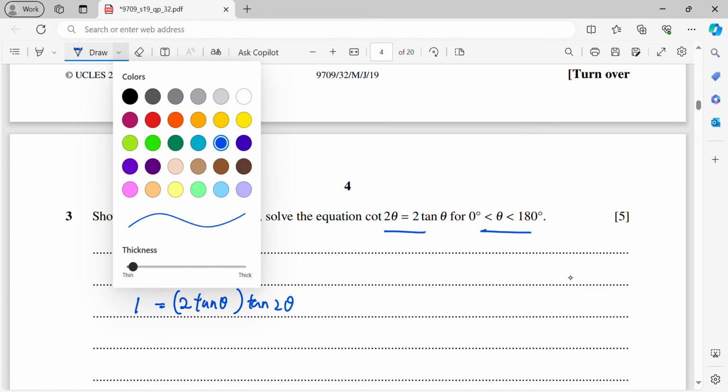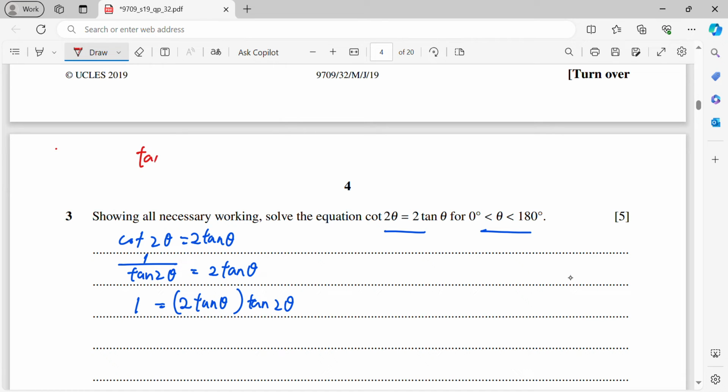Now use the formula of tangent 2a, the double angle formula. Tangent 2a is basically 2 tangent a over 1 minus tangent squared a. Then now my a is theta. Therefore, I'm getting 2 tangent theta multiplied with 2 tangent theta over 1 minus tangent squared theta.